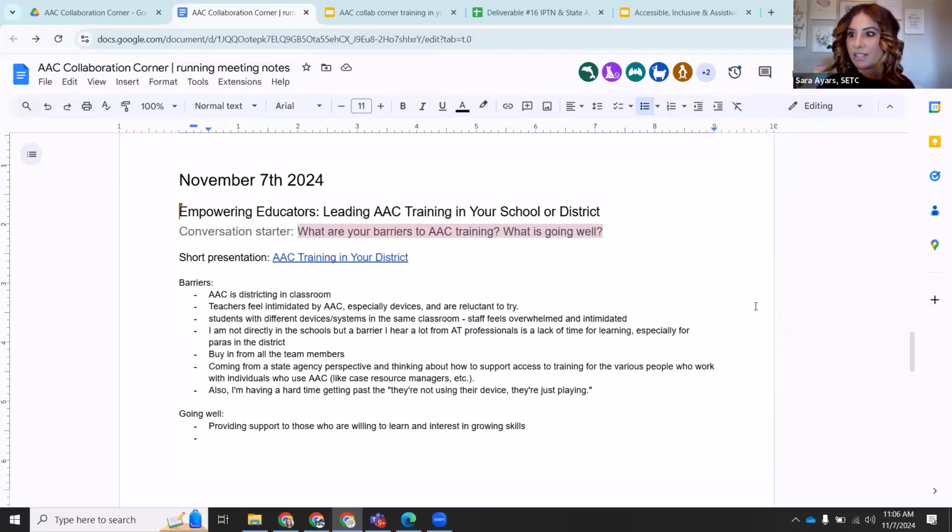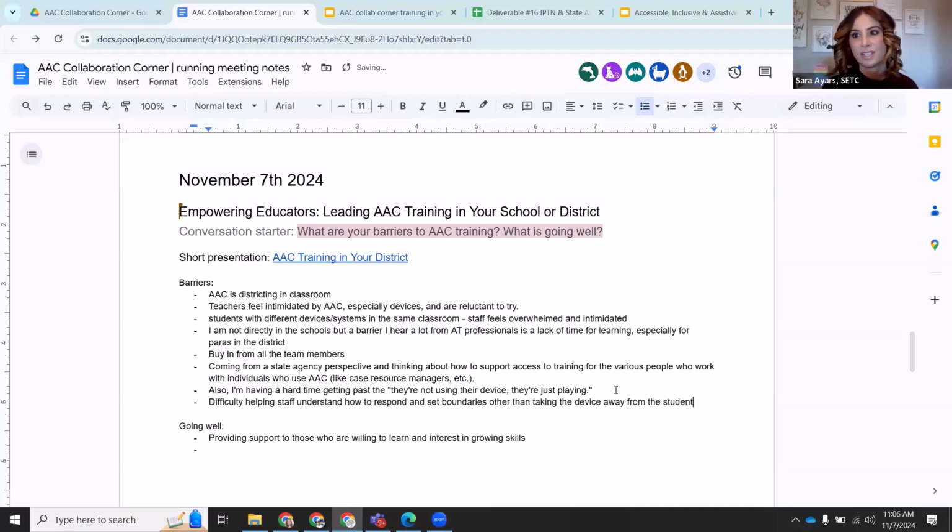Yes. Also having a hard time getting past they're not using their device, they're just playing, right? Or just stimming on it. We hear a lot of those reasons and excuses. There's one where I see difficulty helping staff understand how to respond and set boundaries other than taking the device away from the student. Absolutely. Just to validate all of these that I see in the chat too, these are so common. I've experienced personally almost every single one of these barriers that I see in here. So I think maybe after we go through some initial ideas, we could just spend some time talking through these barriers and how we can try and move past them.